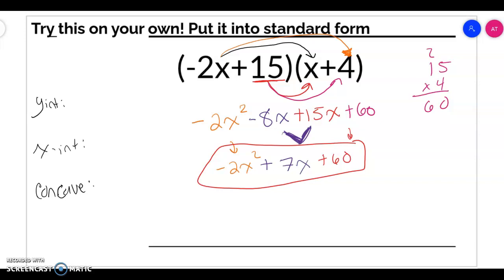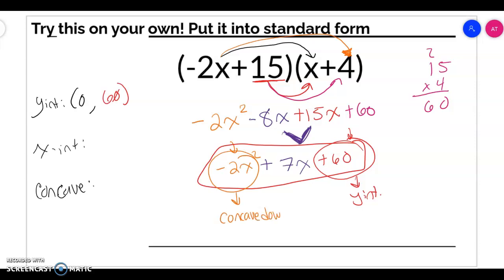Now my y-intercept? 0, 60. Because, remember, the number without the x in standard form is going to tell me my y-intercept. I can also know that it's concave down because it's a negative number. If it was a positive 2, it would concave up. But in this case, it concaves down.